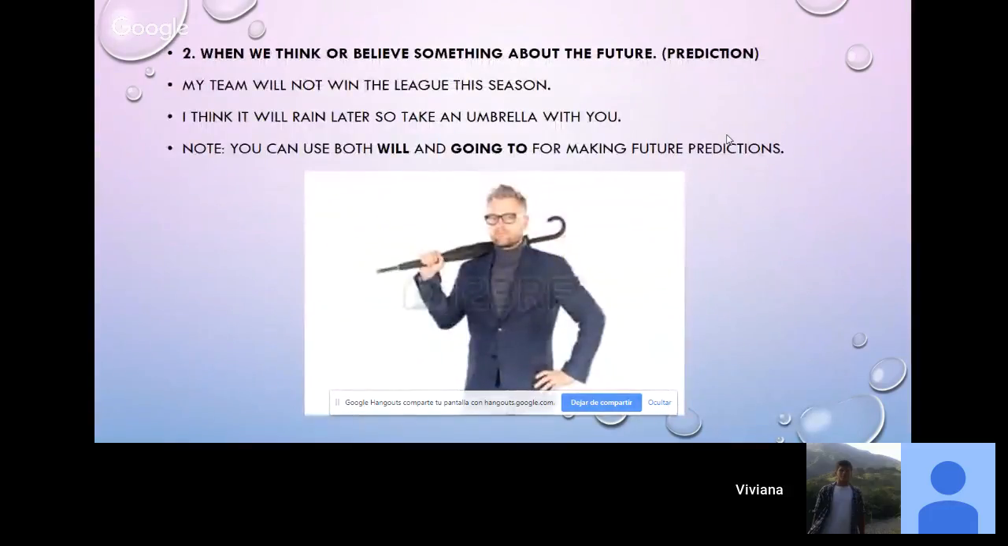Now, the next reason is when we think or believe something about the future. That is a prediction. Yes? You can use "will" and "going to" for this one, the prediction. There are two ways, and it's okay to use both. So, for example, my team will not win the league this season. That is a prediction. But you can also say, the team is not going to win the league this season. Or, I think it will rain later, so take an umbrella with you. You can use both "will" and "going to" for predictions about the future.